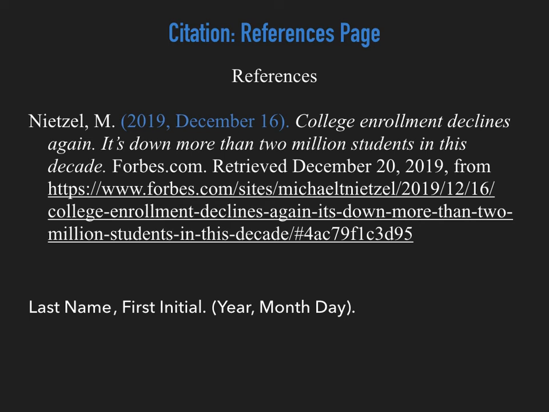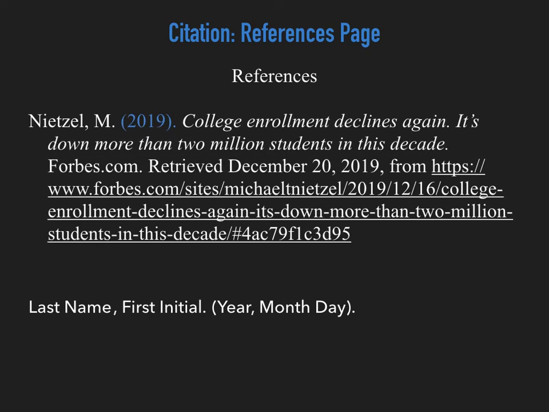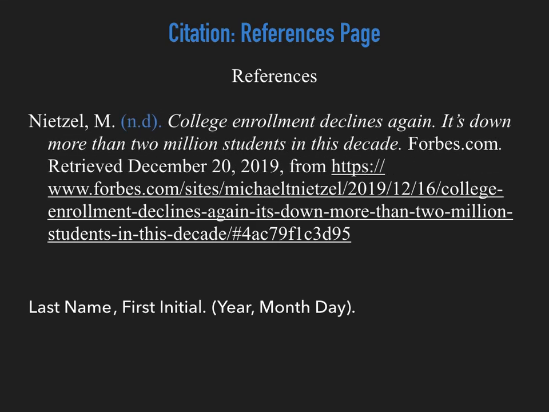However, it is often difficult to find the exact date of publication on a reliable website. Often, only the year is provided. If this is the case, provide the year and leave off the remaining information, as is seen here. Sometimes, we will not even be able to find the year of publication. If this is the case, we will put a lowercase n period d period within the parentheses. This indicates that no date was given in the original source.